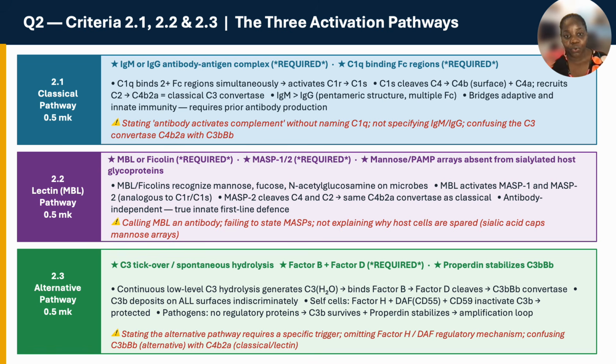Okay, this is for now the criterion 2.3, the alternative pathway. This is the most conceptually complex and the one that students most frequently get wrong. If you remember, in class we mentioned the triggers, it's a bit confusing. We mentioned chemical reaction can be a trigger, but in books we have C3 tick-over or spontaneous hydrolysis as the mechanism.